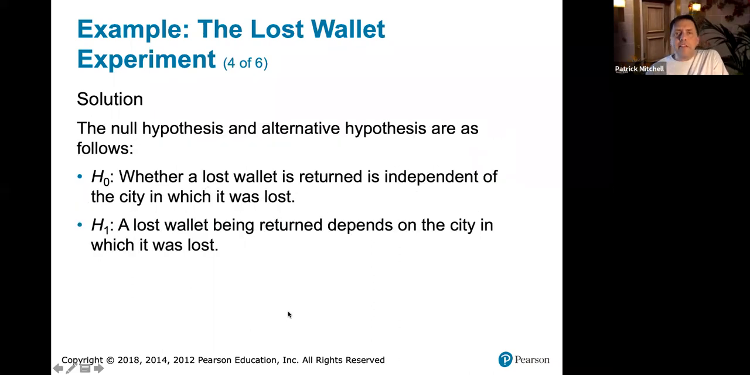The null hypothesis and alternative hypothesis will be: the null hypothesis is that whether a lost wallet is returned is independent of the city in which it was lost. And the alternative will be that a lost wallet being returned depends on the city in which it was lost.